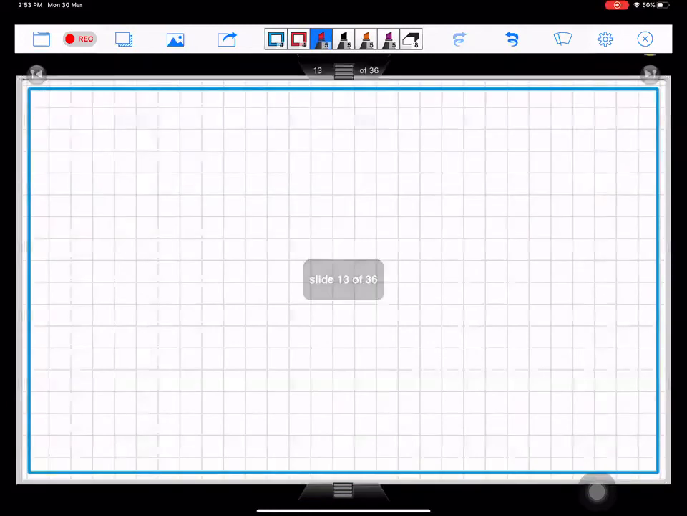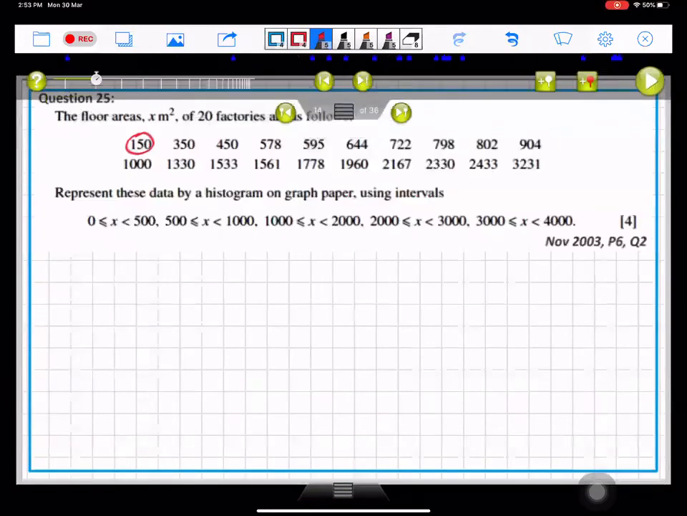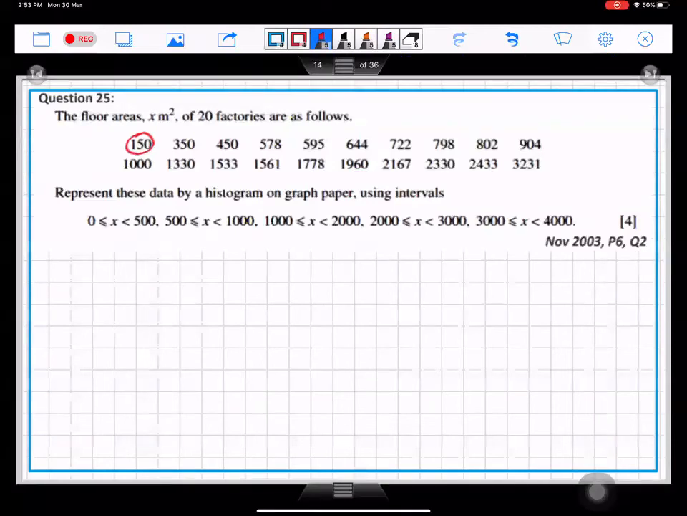Look at question number 25. Question number 25 says the floor areas of 20 factories are as follows. It's already given in ascending order. Looks like a stem plot, but it's not. Data is given, arranged neatly in ascending order. Represent these data by a histogram on graph paper using the intervals as shown. That means you have to count how many values belong in each category.